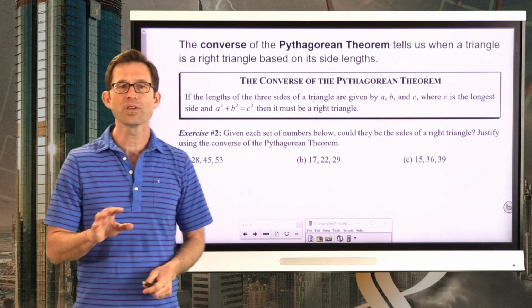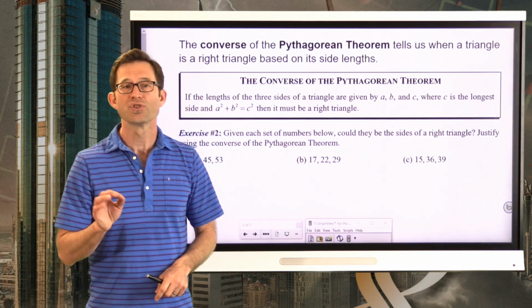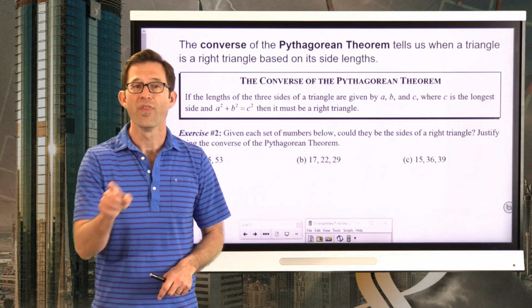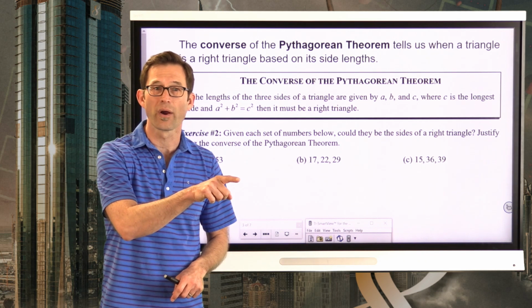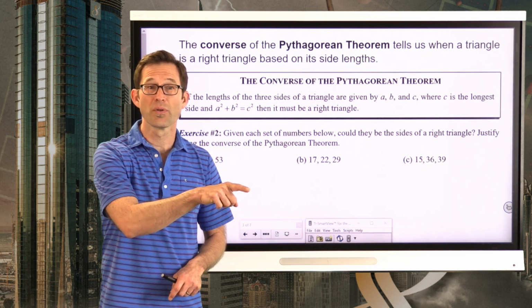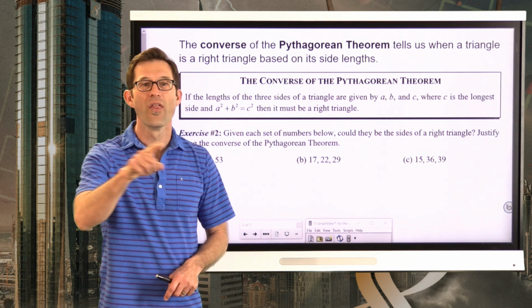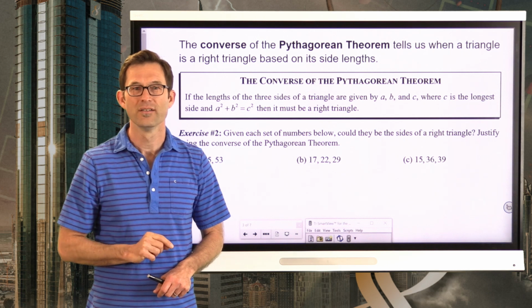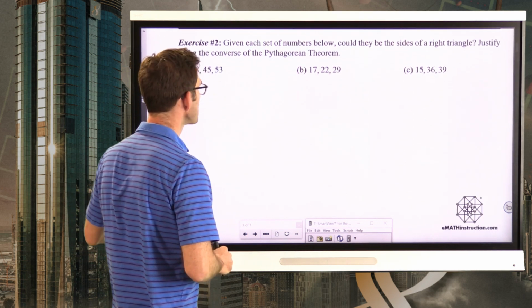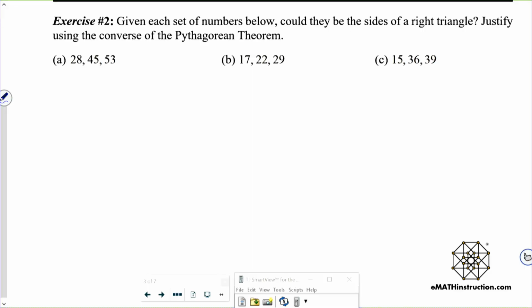Now again, logic is a little bit tricky. So keep in mind the Pythagorean theorem says if I've got a right triangle, then a squared plus b squared equals c squared. The converse says if a squared plus b squared equals c squared, then I have a right triangle. So let's take a look at how that plays out in exercise number 2. Given each set of numbers below, could they be the sides of a right triangle? Justify using the converse of the Pythagorean theorem.